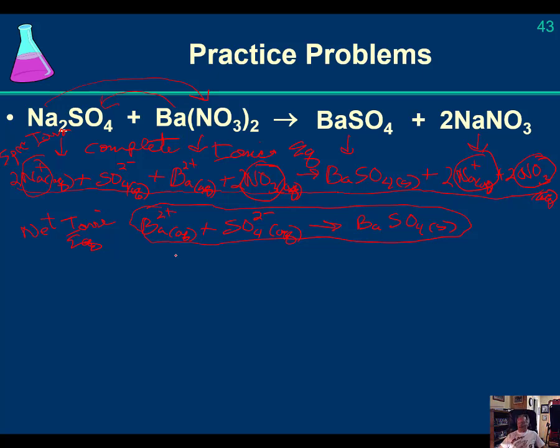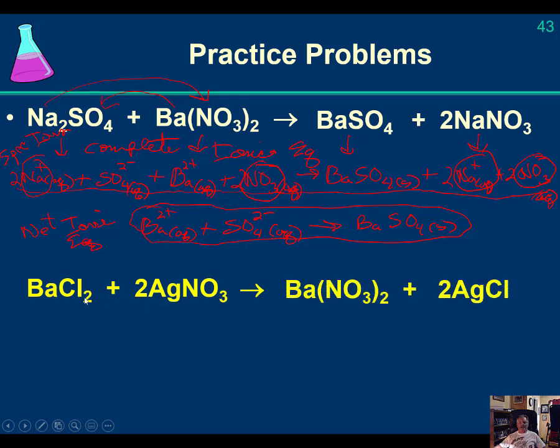All right, let's go ahead and take a look at the next reaction. We've got barium chloride plus silver nitrate. This is a metathesis reaction, so we're going to swap partners. Barium's going to get together with nitrate, silver's going to get together with chloride, and that's going to give us this. The reaction is already balanced. By the way, we just call this the molecular equation or just the equation.